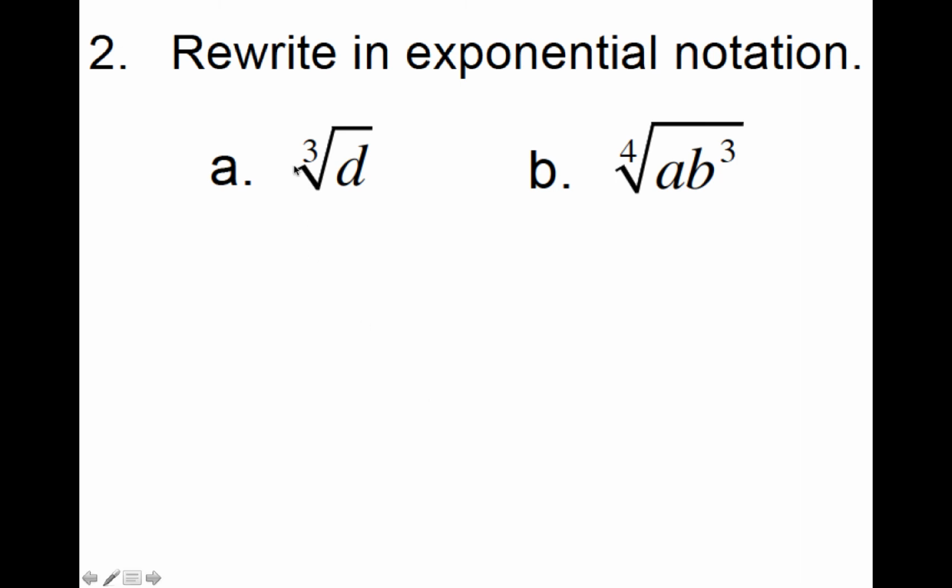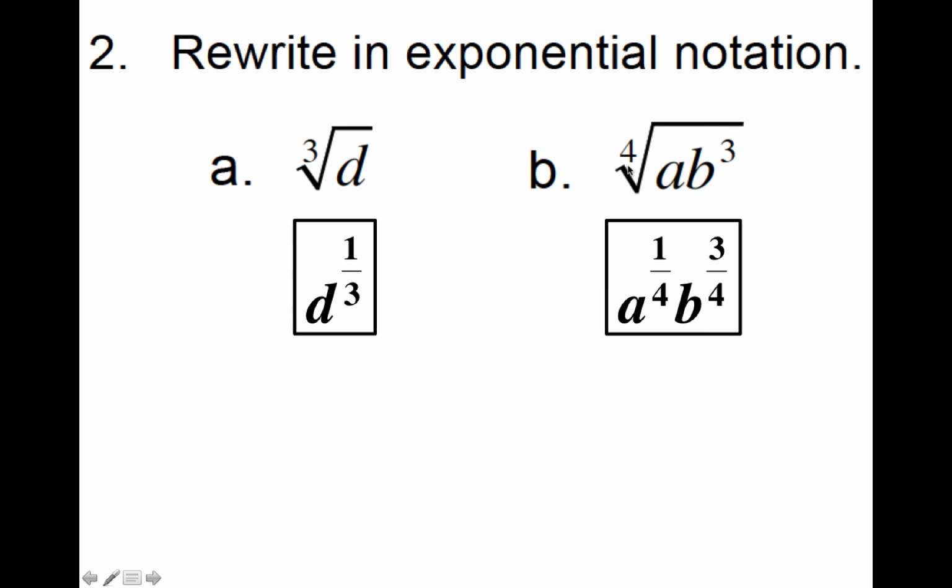Okay? So we're going to rewrite these in exponential notation. So notice the d is to the 1 power, and then we're taking the cube root of it. So it's d to the 1 over 3. Over here, ab cubed is being fourth rooted. So you can write it as a to the 1 over 4, b to the 3 over 4, like so. Or you could do ab cubed in parentheses to the 1/4 power. Either way works.